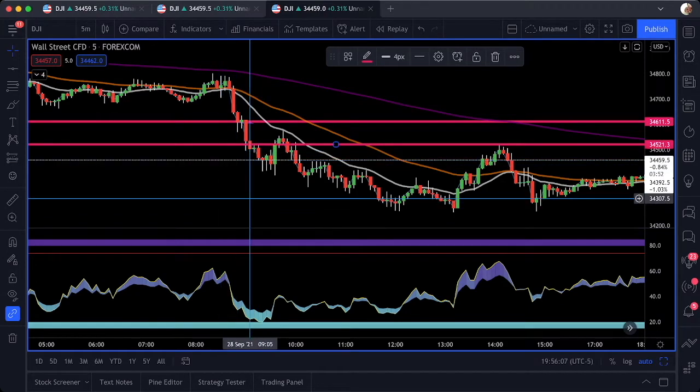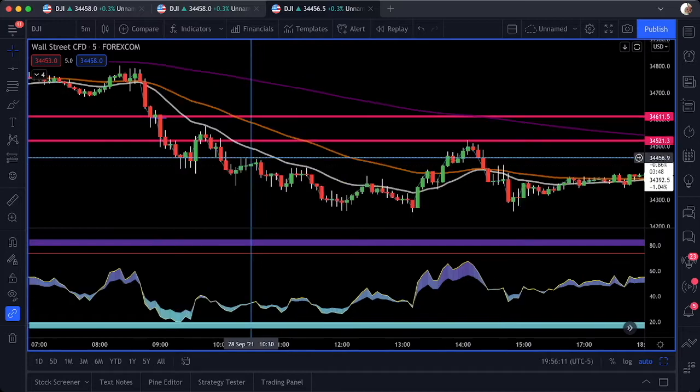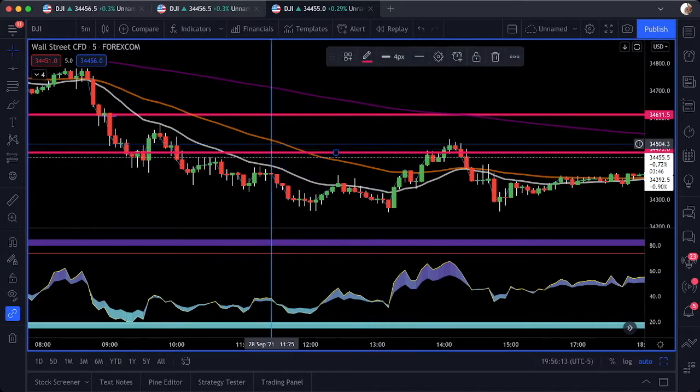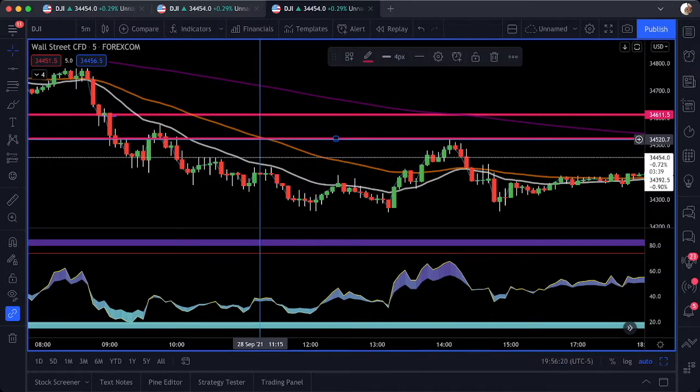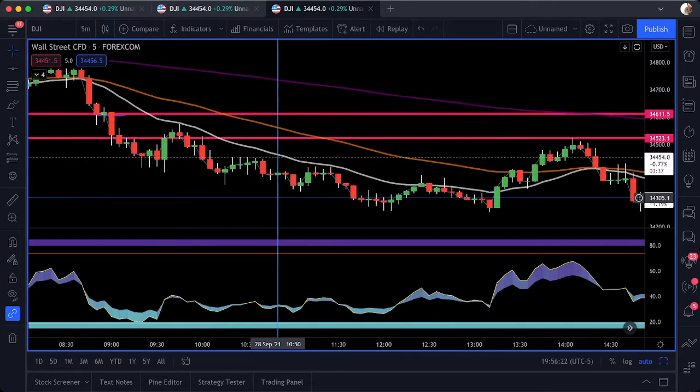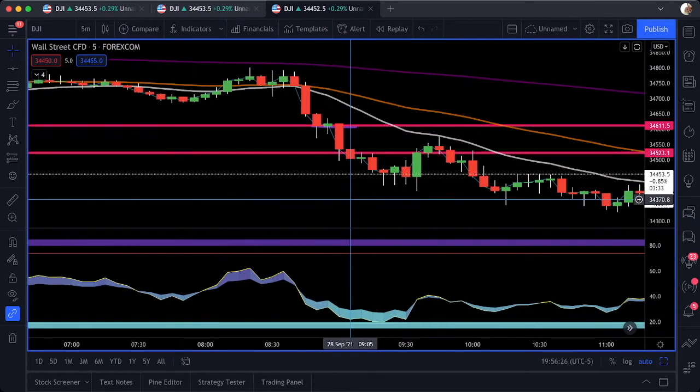So this one, I actually, let me zoom in. You know what? This computer is not working with me today. 520. Okay, there we go. Let's zoom in for some nice candle watching.